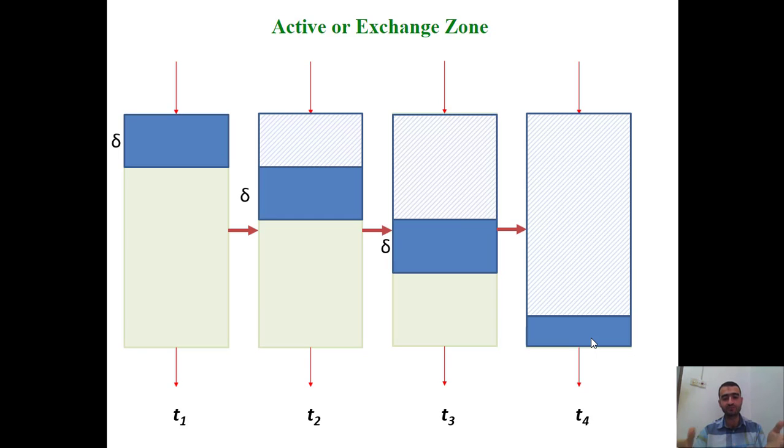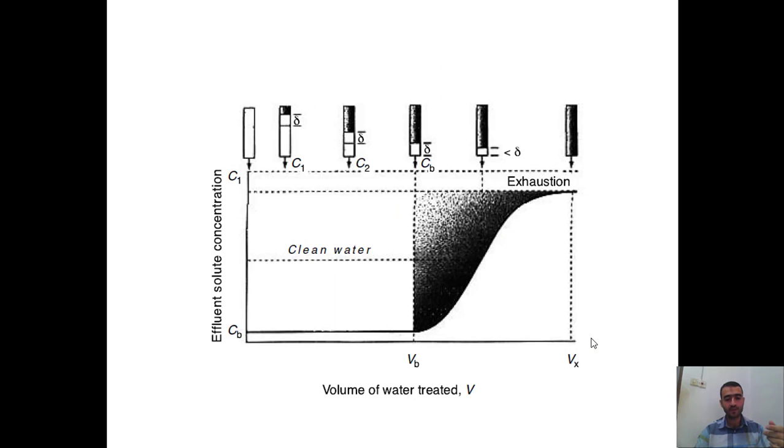That is practically what happens in ion exchange columns. It starts with higher efficiency and keeps moving downwards until we reach the point of exhaustion, or before the point of exhaustion we have the point of breakthrough. You can see here another graph which shows the volume of water treated versus the effluent solute concentration. At first, delta is constant, and it keeps moving downwards until we reach a point called the breakthrough point.